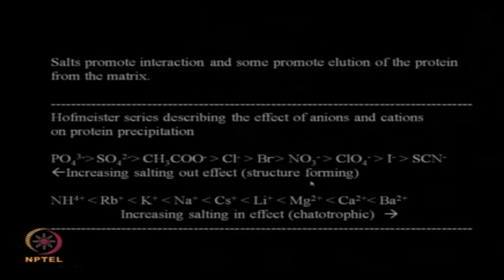Whereas conversely, if I am moving from this end to this end, I am increasing the salting in effect, that is called chaotropic. So if I am moving from ammonium NH4 plus to Rb plus, K plus, Na plus, Cs plus, Li plus, Mg2 plus, Ca2 plus, barium 2 plus, I am increasing the salting in effect. That means protein will dissolve more inside the solution.